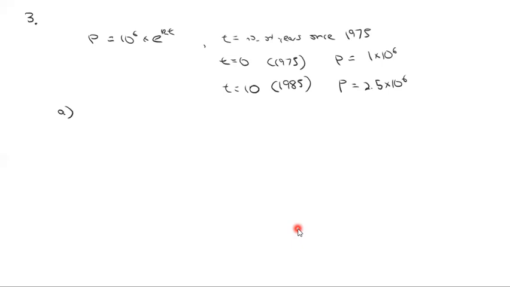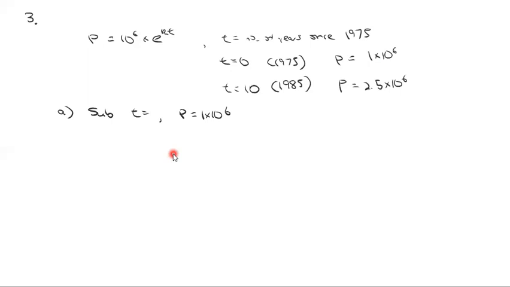Now to find k, it's a constant. The easiest way to find k is to sub these values in. Either would work, but it will be much easier to use this one, because look at what happens. If we sub t equals 0 and p equals 1 times 10 to the 6, you'll just get 1 times 10 to the 6 equals 10 to the power 6 times e to the k times 0. Actually, that's the wrong k, that's the p0. So that one is useless.